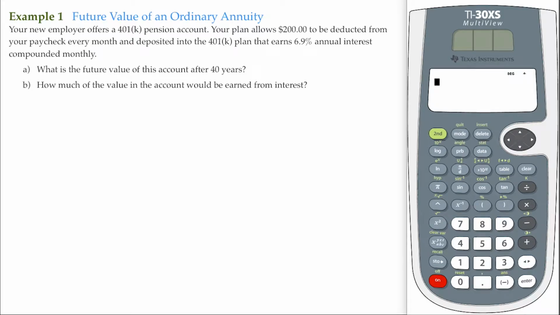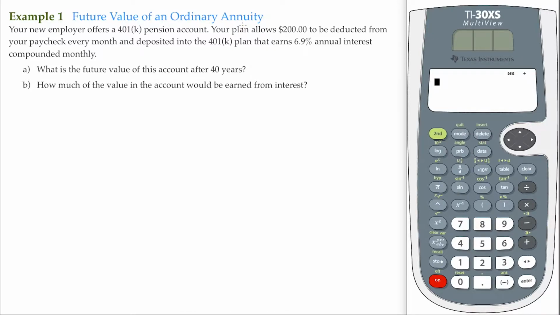Now, in previous examples of future values, there was an amount of money that sat in an account for a certain length of time and was allowed to grow. But for most accounts, we usually contribute to the account at regular intervals or time periods. These types of accounts are known as ordinary annuity accounts.